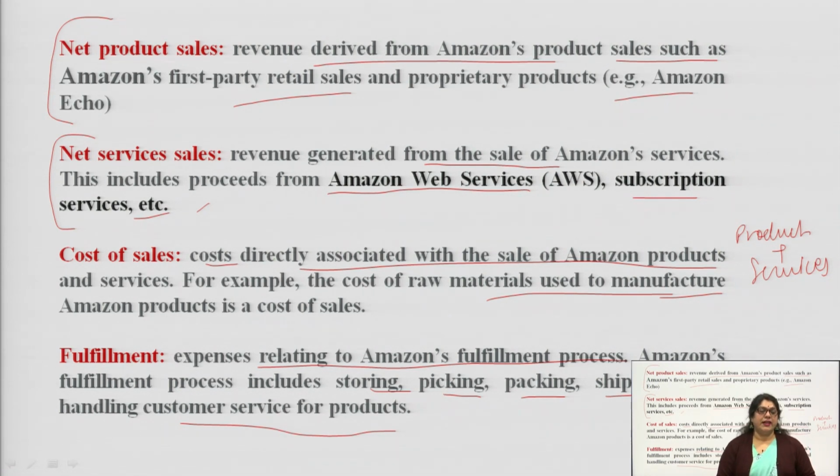But once they are delivering, they have taken your order, considered your order, and started storing, picking, packing and shipping, and finally they hand it over to the customer. If there is any problem, meaning the customer is not happy, or there is any return or complaint, they have customer centers for this. They handle the customer inquiries, maybe for the return, the late delivery, or the defective products. This is all the service they are providing. So fulfillment expenses include all of these: storing, picking, packing, shipping and customer handling.